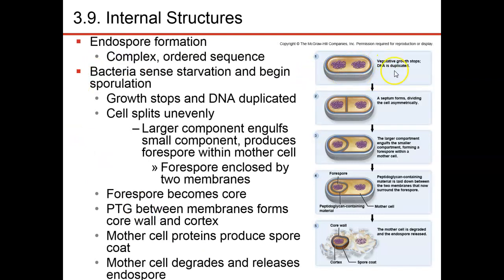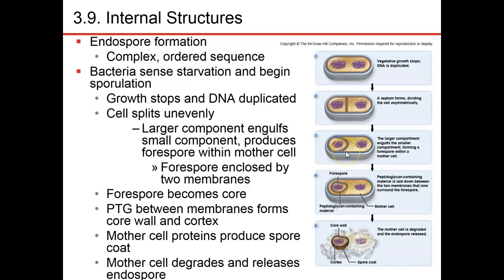All right, so let's look at this cell over here. This cell has entered an environment that is unfavorable to it. So it replicates its DNA just like normal via binary fission, but it divides asymmetrically, forming a smaller structure and a larger structure. The smaller region is known as the forespore. Then the cell wall forms, but we end up having this forespore that has a membrane around it, and then we have that inner membrane.